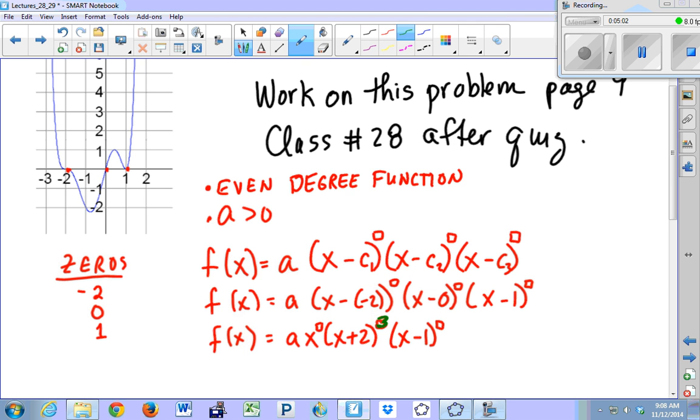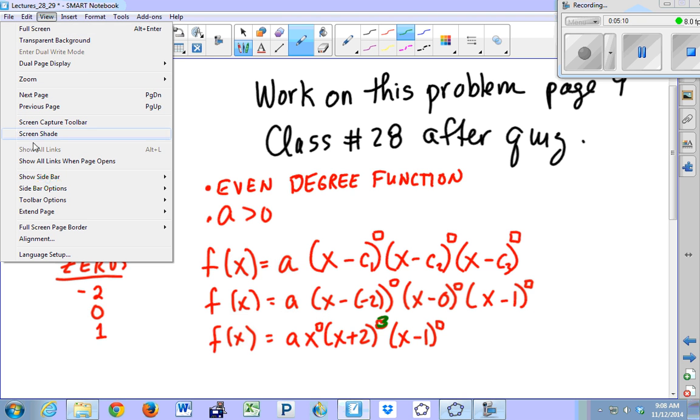Okay, now I take a peek at what's happening around my other 0, which is the origin. So let's take a look there and see what's happening there.